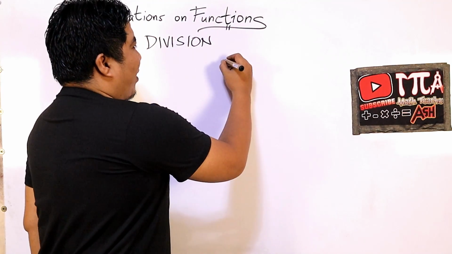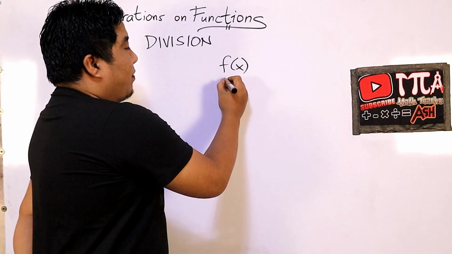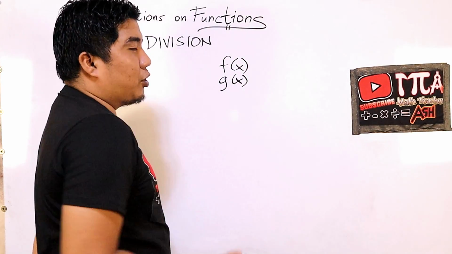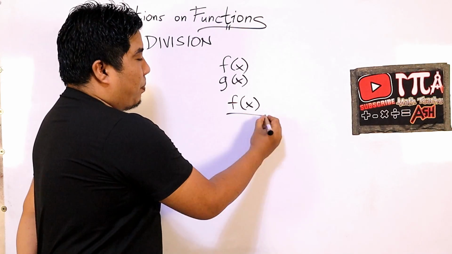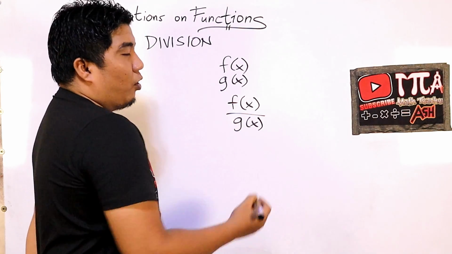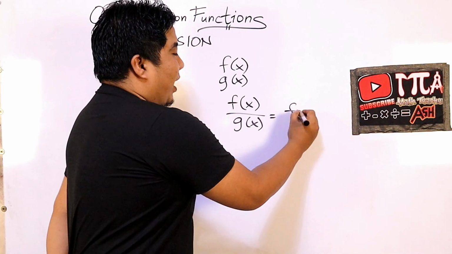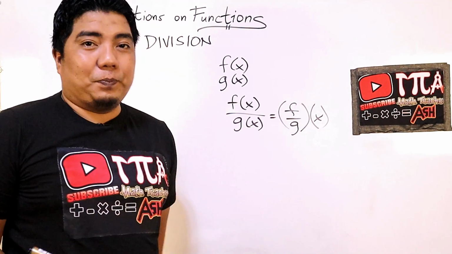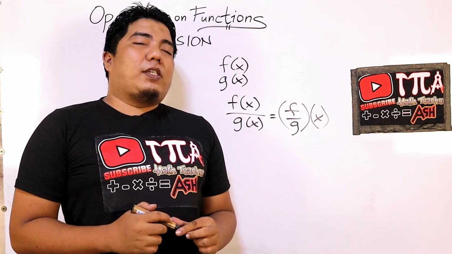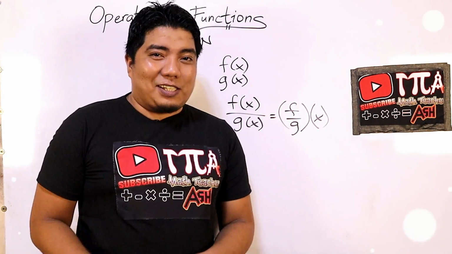Say we have your f of x as your first function, and you have the g of x as your second function. Now, if you try to divide f of x by g of x, the notation of that could be written as f divided by g of x. Easy, right? So let's consider some examples for you to have a deeper understanding of this.